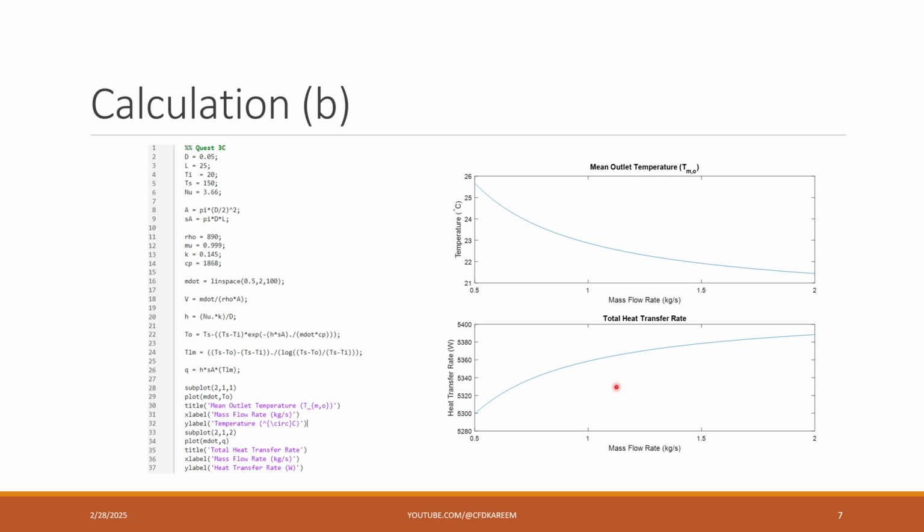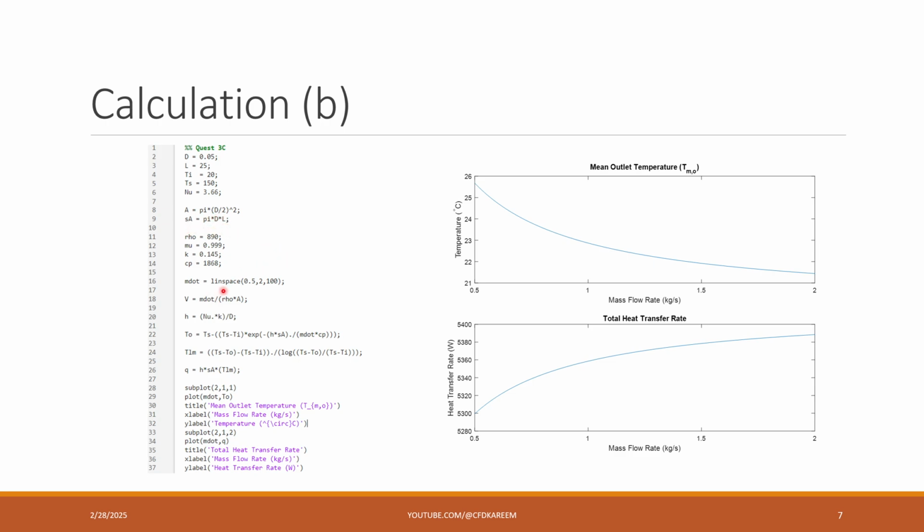So for calculation B, we're actually going to do this in MATLAB. We're asked to find the mean outlet temperature as well as the total heat transfer rate as a function of the mass flow rate through the pipe. So just a simple MATLAB code here. We start by defining all of our material properties as well as our parameters that were given in the problem. We're just quickly going to calculate both the area of the cross section of the pipe as well as our surface area, which is going to be pi D L.